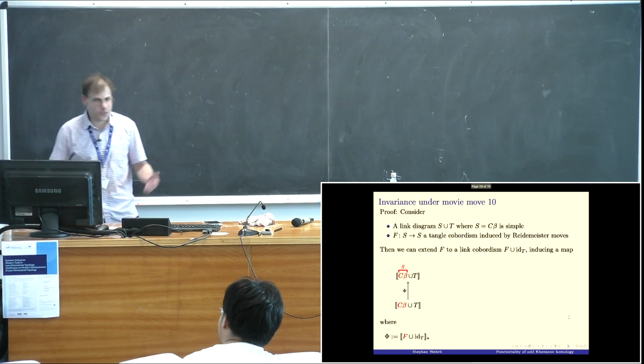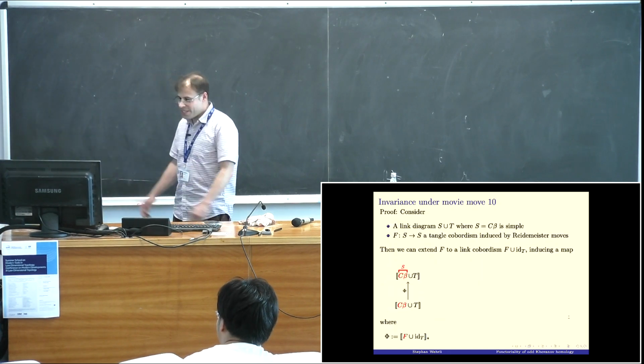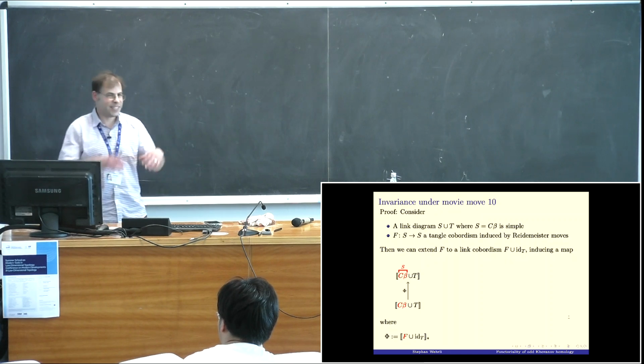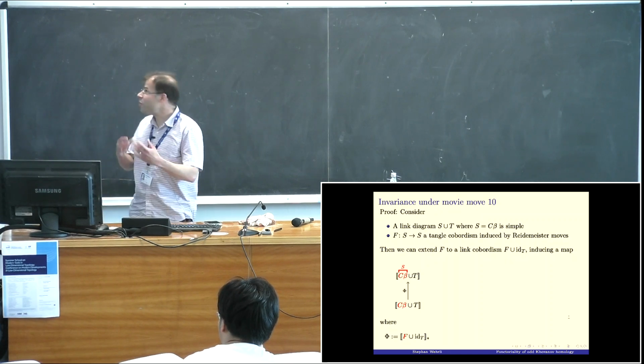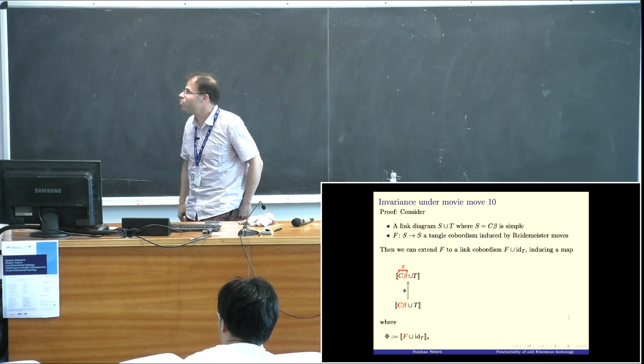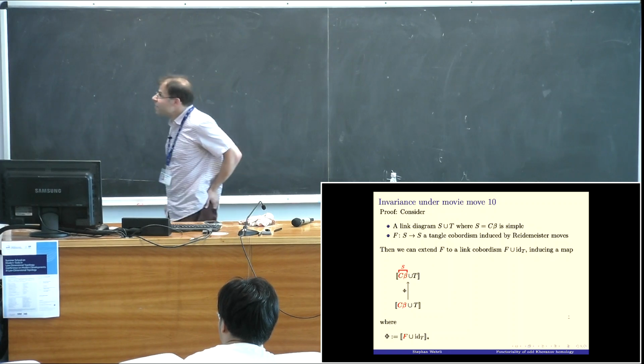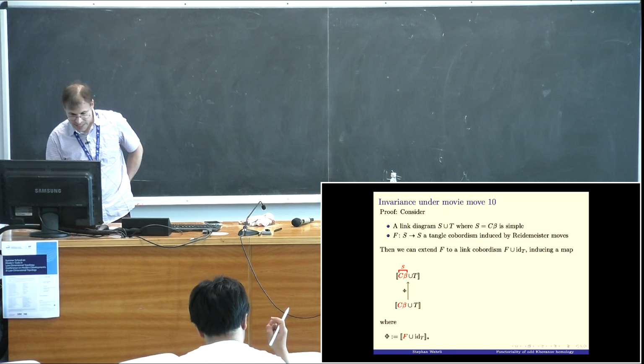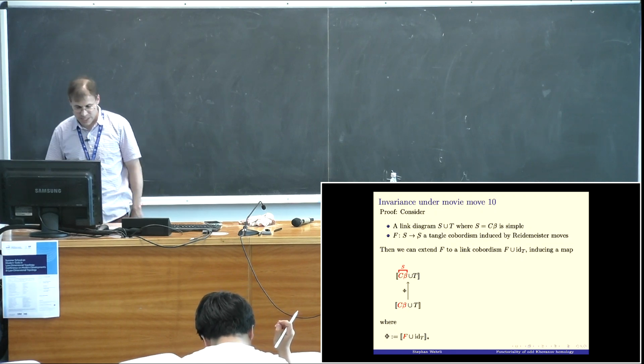So how do we prove this? We start with this tangle diagram S union T. S is this inner tangle, the simple tangle that has this part C, the crossingless part that's surrounded by the affine braid beta. And then we have some tangle cobordism F that acts on S, and that is given by a sequence of Reidemeister moves.